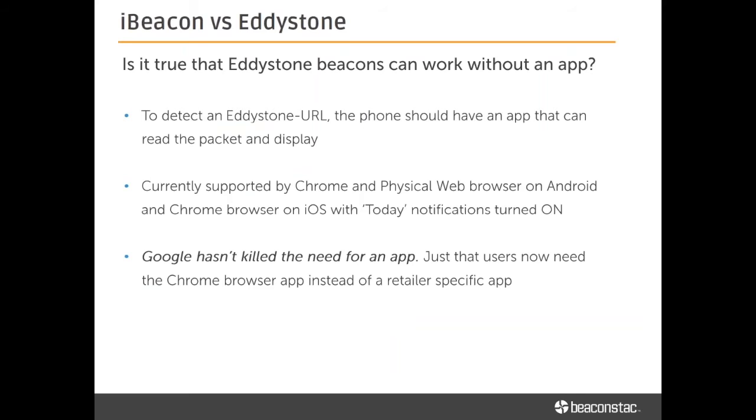Well, the truth is that to detect an Eddystone URL, you need an app. On Android, it's the physical web browser and the Chrome browser, whereas on iOS, it's the Chrome browser with Today notifications on. To put it very simply, Google hasn't really killed the need for an app. It's just that instead of a very specific, say a retail app, you need the browser installed on your phone.